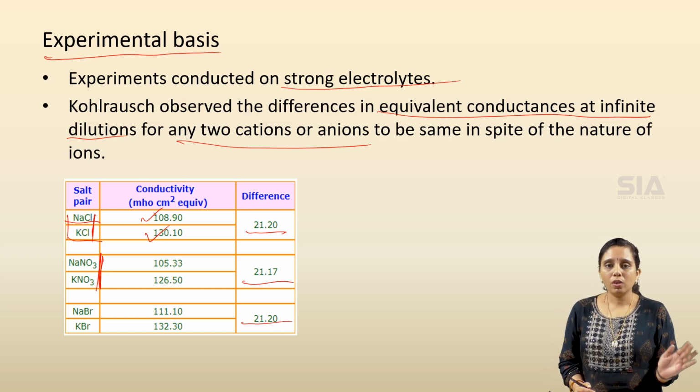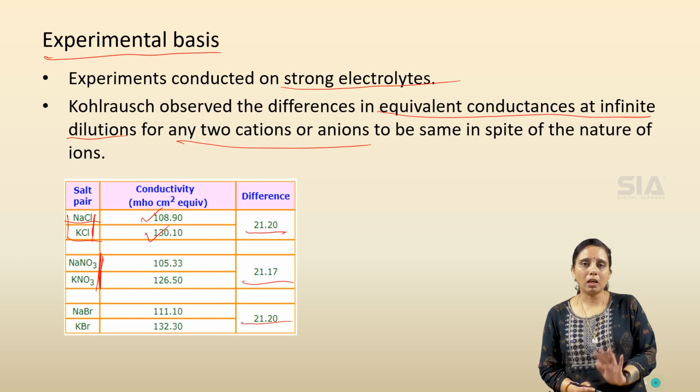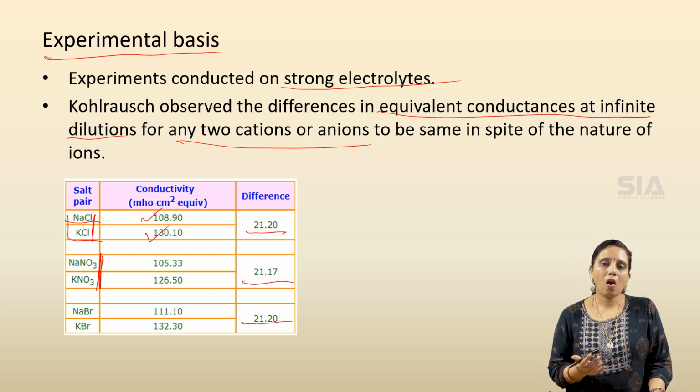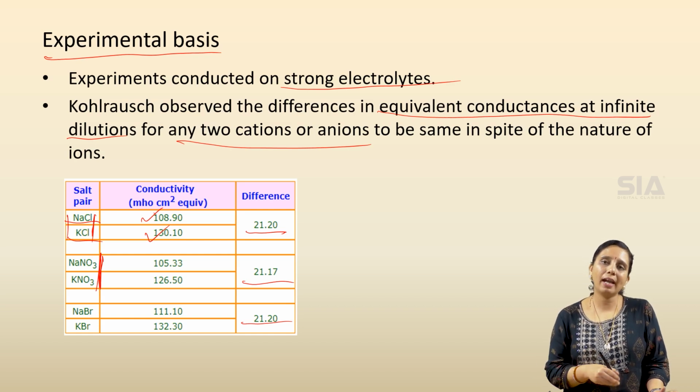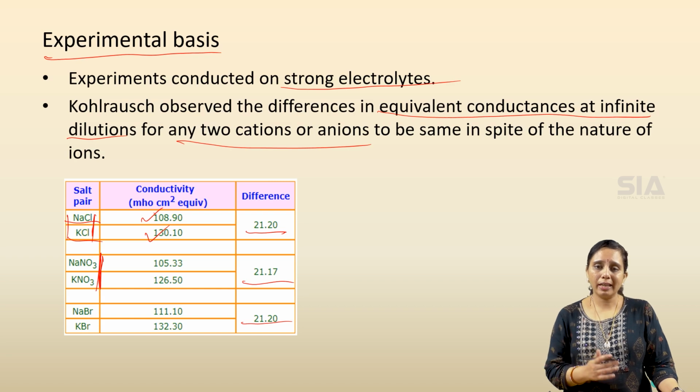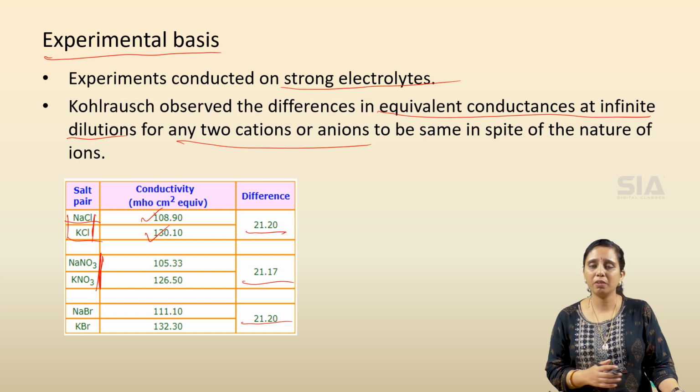So this is how he came to the conclusion that the equivalent conductance at infinite dilution of an electrolyte is equal to the sum of the equivalent conductances of its cation and anion. So there is no dependence of the equivalent conductance value on the nature of ions. Whatever may be the cation or whatever may be the anion, it will be same.